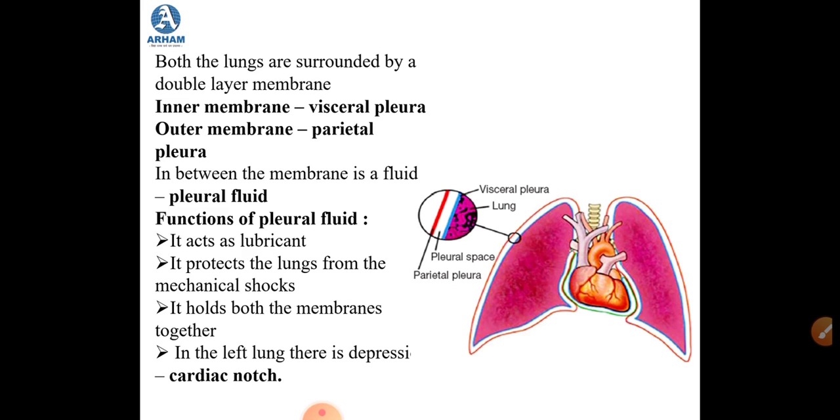In the left lung, there is a depression, that is the cardiac notch, which we have seen. Now in this picture, you can very clearly see the heart located more towards the left side, and that is how there is a cardiac notch.